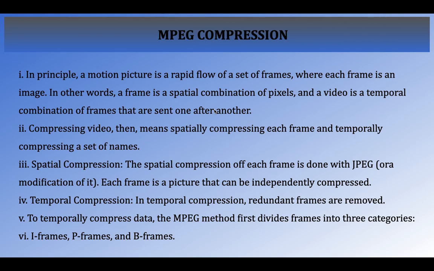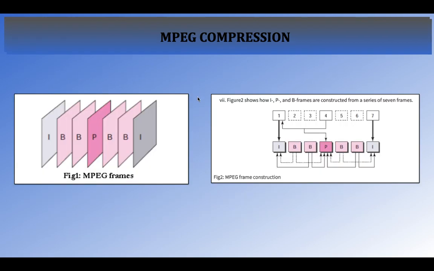To temporally compress data, the MPEG method first divides frames into three categories. Those are I-frames, P-frames, and B-frames. As you can see, the next figure depicts the three frames and the compression framework. In these two figures, the first figure depicts MPEG frames, and the second figure depicts MPEG frame construction, as we discussed in the previous slides.